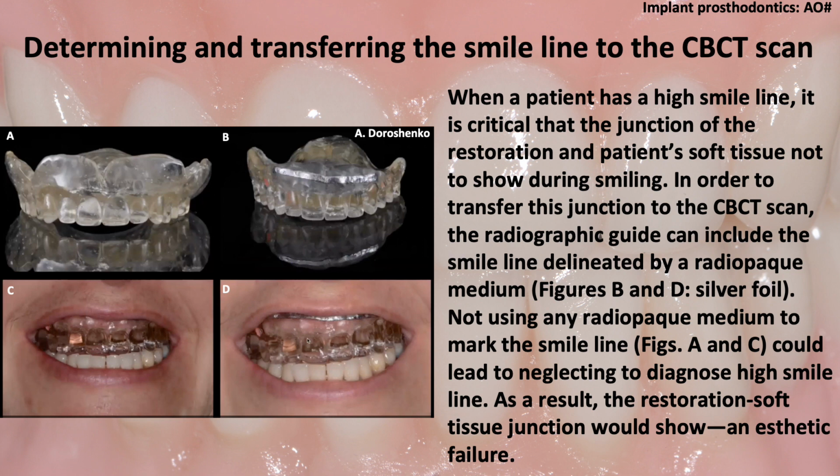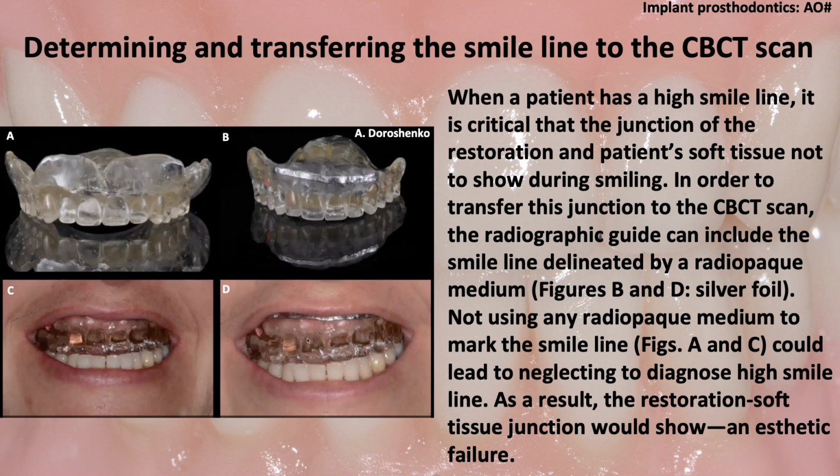if a patient especially has a high smile line and ends up showing the junction between the prosthetic gingiva and patient's own gingiva, it could be an aesthetic failure at the end. In other words, patient smiles and shows that junction because prosthetic pink is very difficult to mimic natural pink in terms of color. Then it's going to be very noticeable.